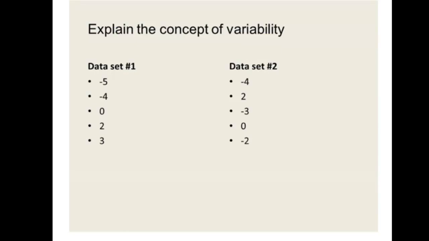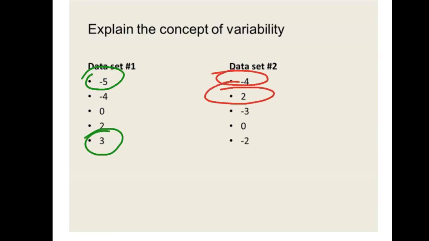Let's contrast two data sets to determine which set is more variable. We should be able to simply eyeball the two data sets to get an idea as to their relative variability. Dataset 1 ranges from -5 to +3, while dataset 2 ranges from -4 to +2. Thus, just from eyeballing it, I can see there are less possible values in dataset number 2, making it less variable than dataset 1.